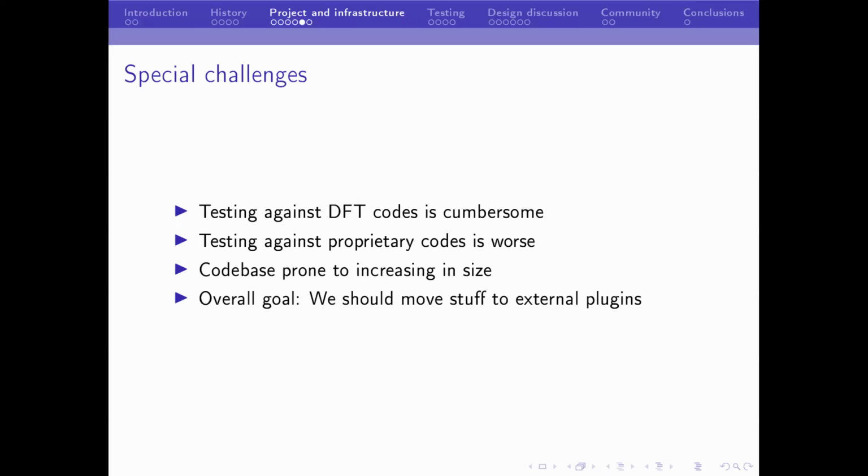But some of the particular challenges for ASE is that in order to test all these code interfaces, they are quite expensive to run. So we easily get a test suite that takes a long time to run. And it also requires those codes to be installed. And of course, we cannot really test the proprietary codes, at least not in a system that can be triggered publicly. That would allow other people to perform arbitrary calculations, conflicting with the license probably.